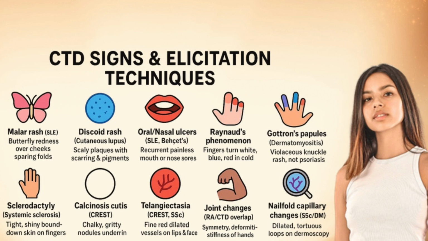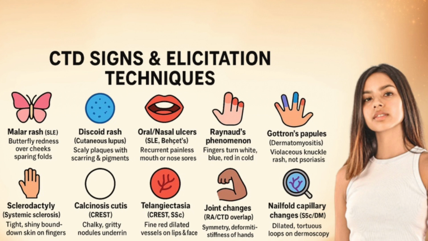Dr. Yogesh summarizes, summary of signs, associations, and elicitation techniques. Malar rash in SLE, inspect in daylight, ask about sun exposure. Discoid rash in cutaneous lupus, scalp and ear inspection for scaly plaques. Oral or nasal ulcers in SLE and Behçet's, torch exam of mouth and nose. Raynaud's and scleroderma, MCTD and SLE, cold exposure test or history.